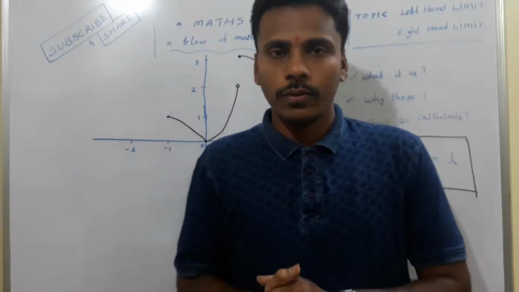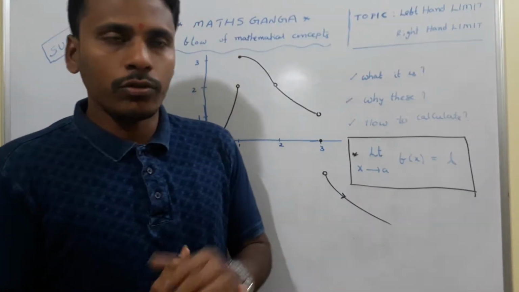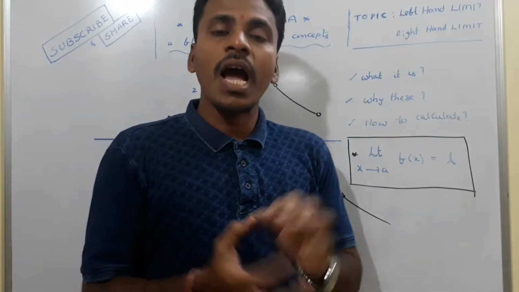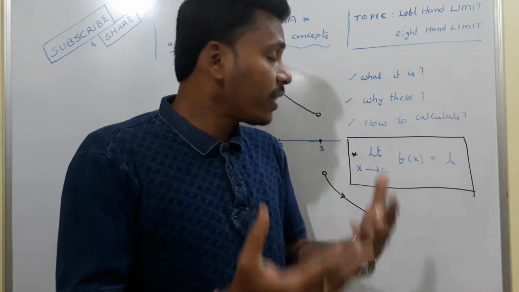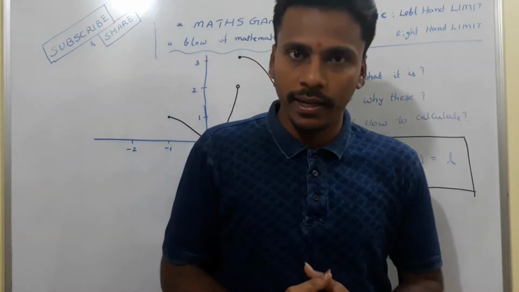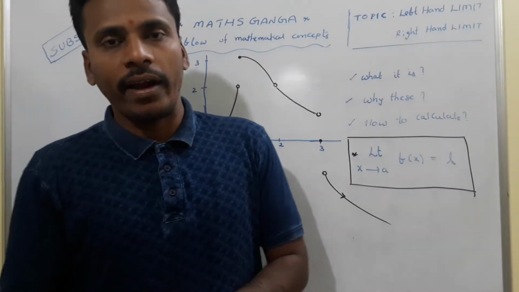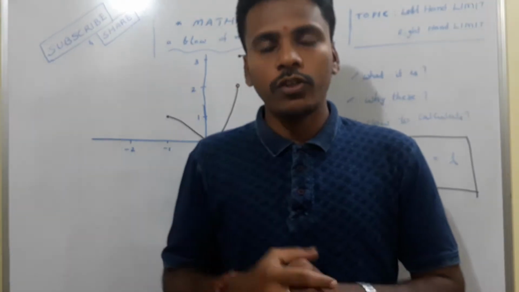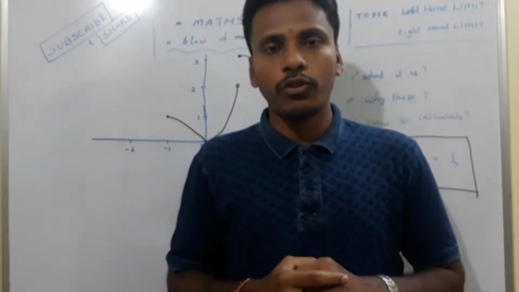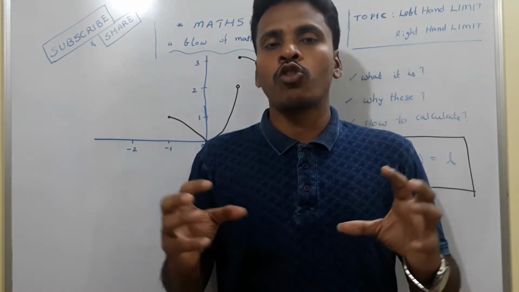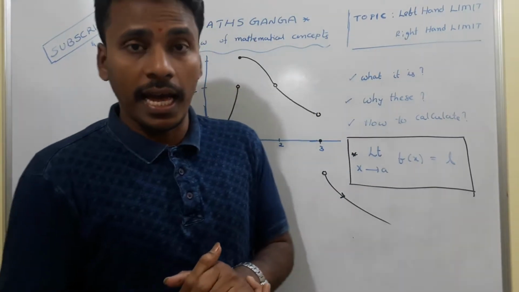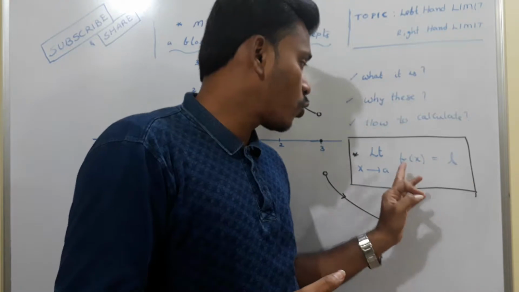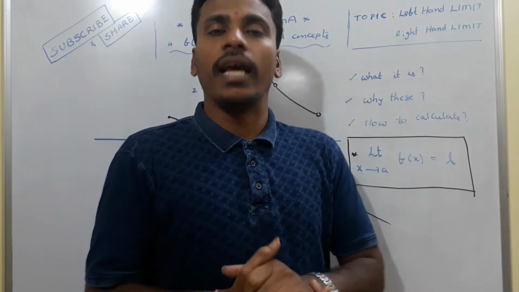In this video, I am going to discuss the left hand limit and right hand limit: what they are, why we need them, and how to calculate them. In the last video, we discussed the introduction of limits, and we gave a notation for the limit as limit x tends to a f of x is equal to L.